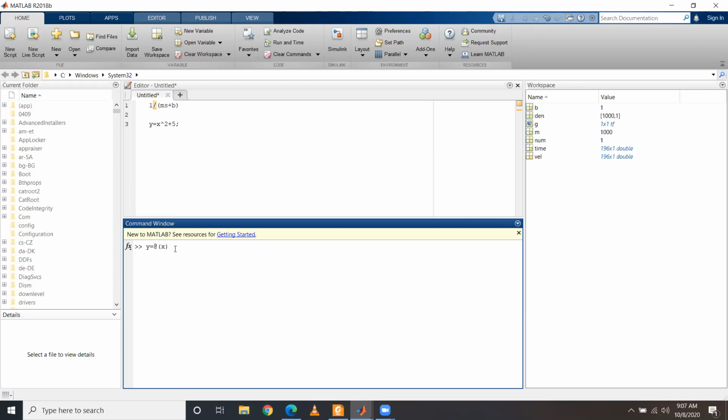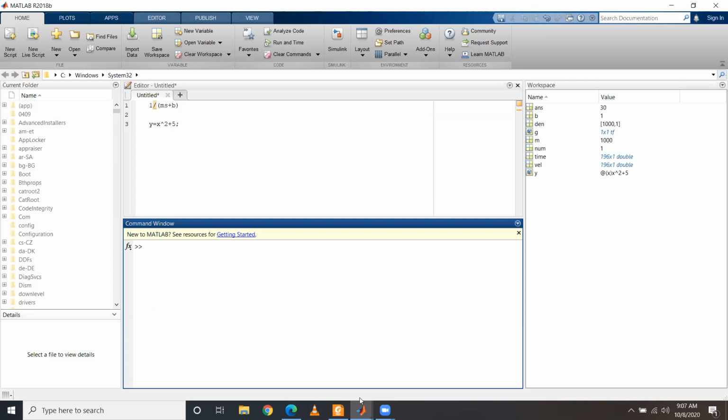So if you write y equal to at x, then write x square plus 5. Now you'll get a function, y equal to x square plus 5. So how can you verify this is a function? Suppose you want to find the value of y when x equal to 5. So just type y(5). So this will give you 5 square plus 5, which is 30, right? So you get 30. Yes, sir. Very simple example of function handle.